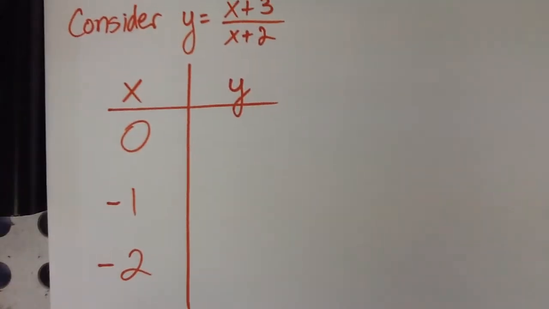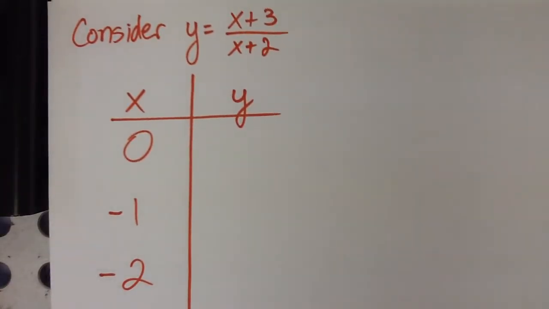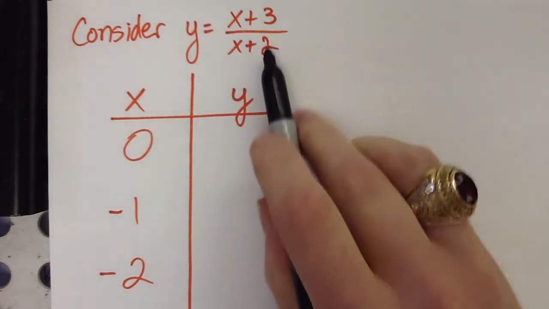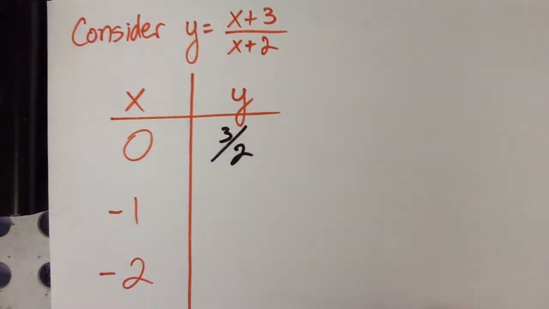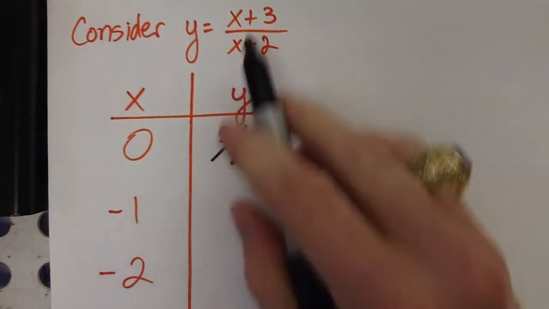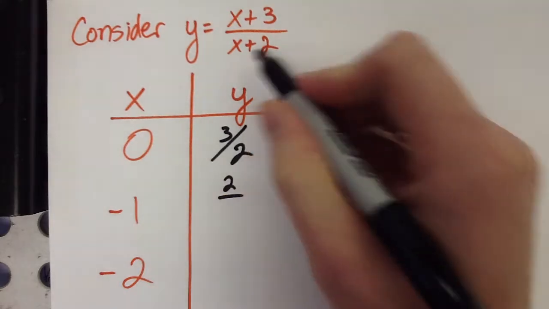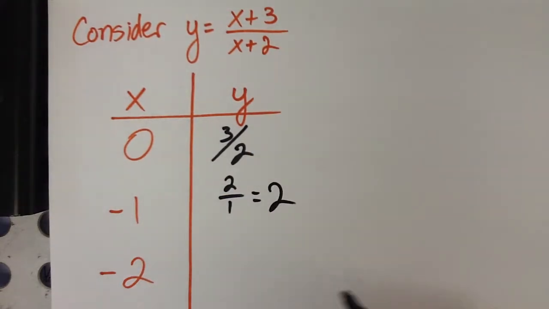So now let's consider what happens with a function we might be dealing with. Let's say you have y equals x plus 3 over x plus 2. Same deal. Let's do an old-fashioned chart. Let's plug in 0 for x, see what we get. Well, that's going to be 3 over 2. No problem there. Let's try plugging in negative 1. That'll be 2 over 1, which is 2. No problem there. That works out.